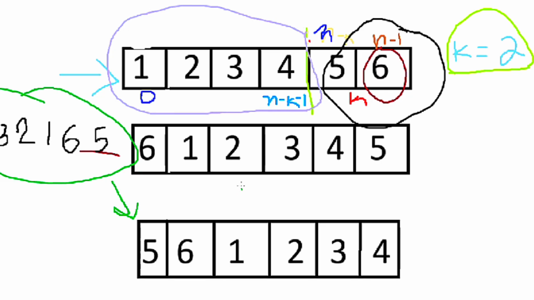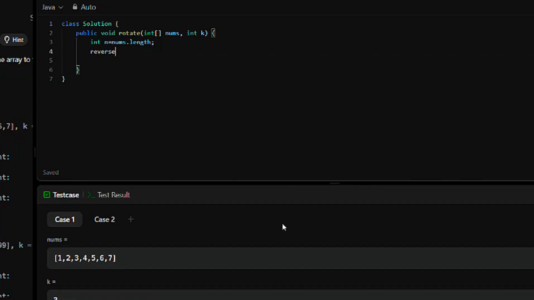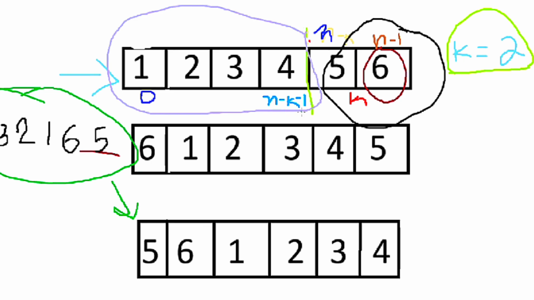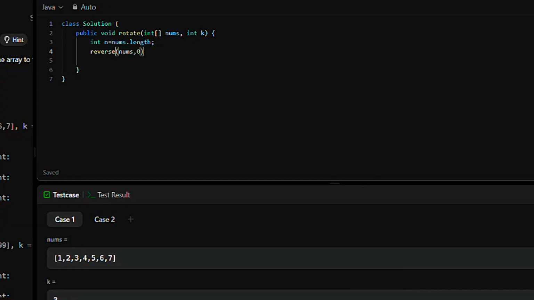Very important 3 steps. First thing, I'll call reverse function, I'll reverse this part of the array. Again, I'll call reverse function, I'll reverse this part of the array. Again, I'll call reverse function to reverse complete this array so that I get the output. Okay, that's why I will be doing that. I'll pass nums, and first we'll be doing from 0 to n minus k minus 1. So 0 to n minus k minus 1. Again, I'll call reverse function.